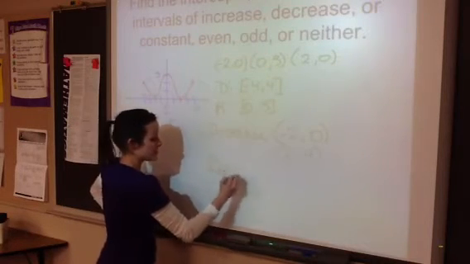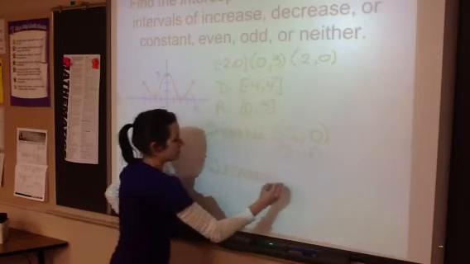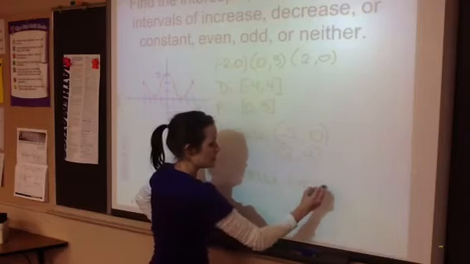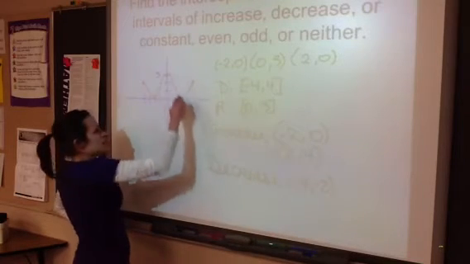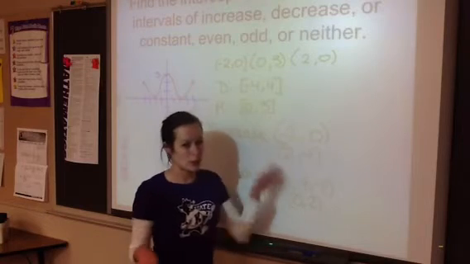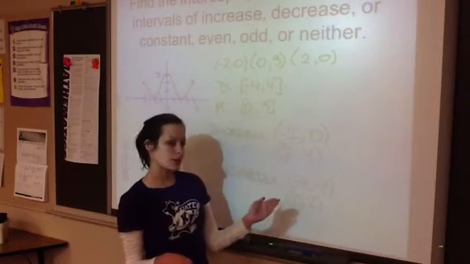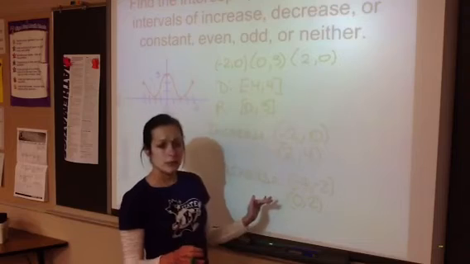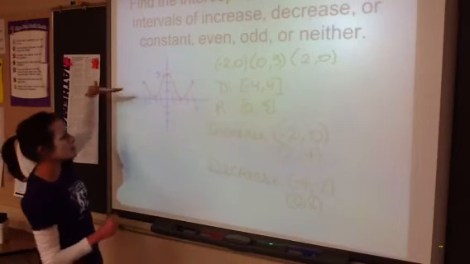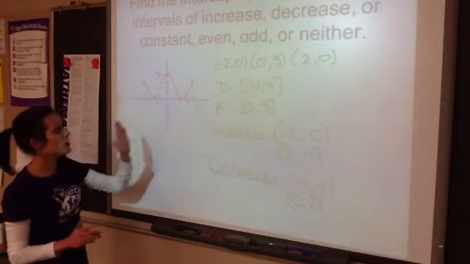We decrease from here, so -4 to -2, and we decrease here 0 to 2. Please come with questions about this because intervals of increase and decrease are always confusing, so please come with a lot of questions about that. All right, constant. There is no place where we're flat, so there's no constant.